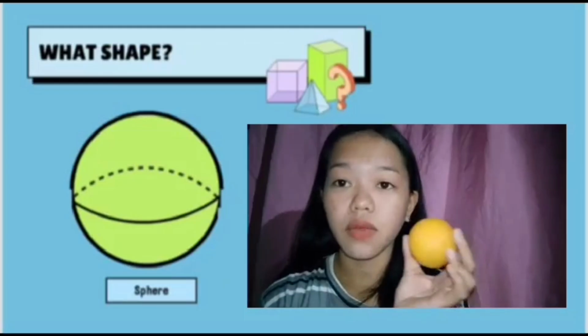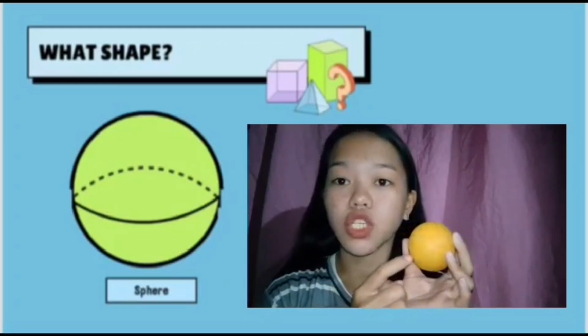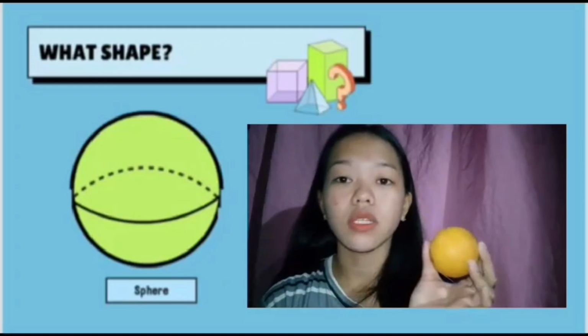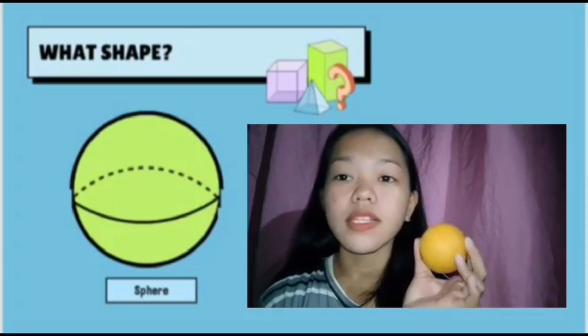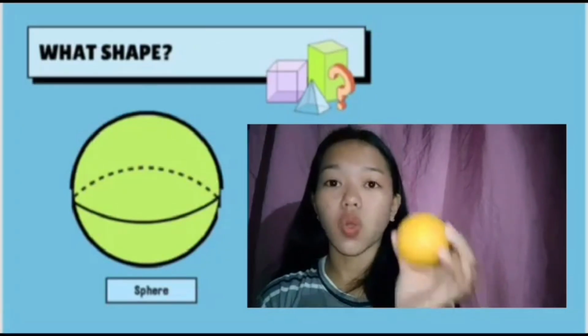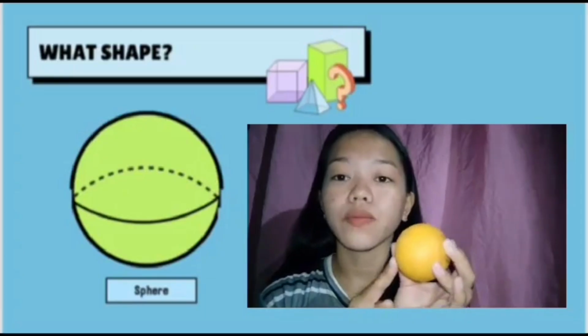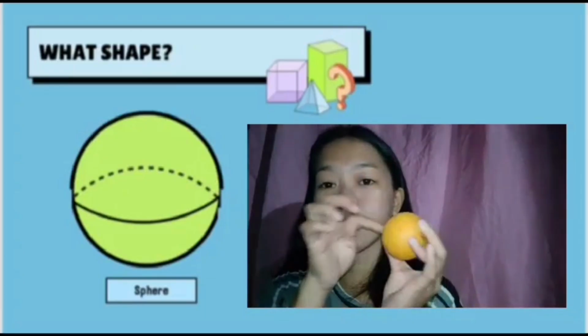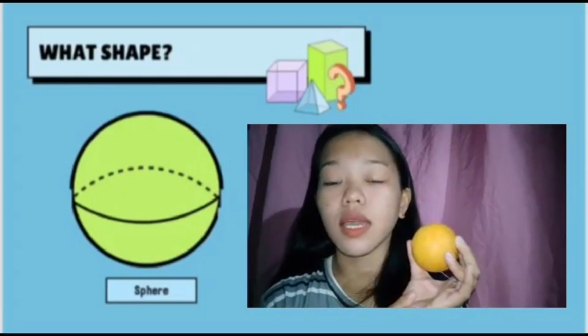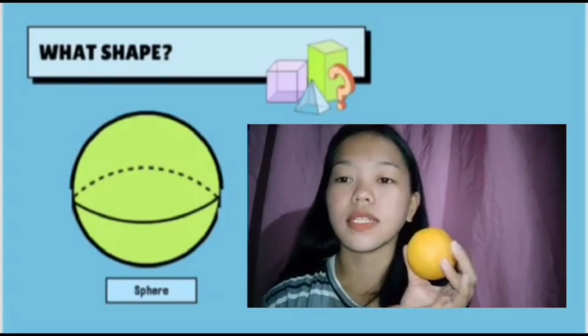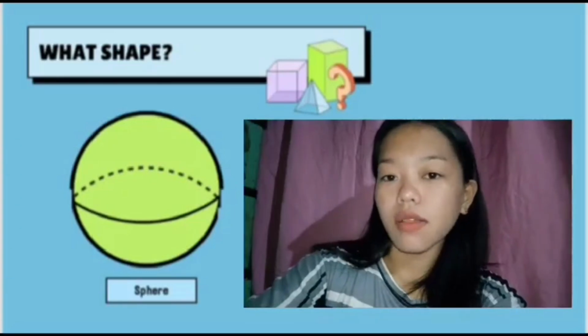And the last is ang sphere. A sphere is a perfectly round 3D shape where every point on the surface is equidistant from the center. So, ang sphere sad naa siyay only one curved surface, which is kani. And then, wala siyay edges and vertices. That's all. Thank you.